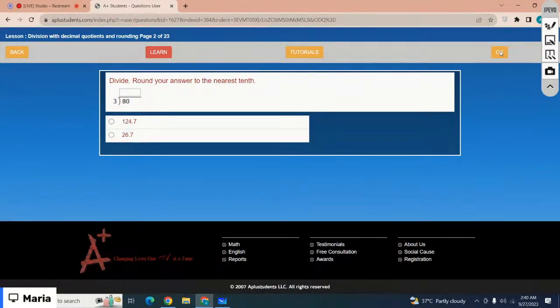Okay, 80 divided by 3, you have to round off to the nearest tenth. So which is the correct option? The correct option is the second one. 26.7 is the correct option, right?